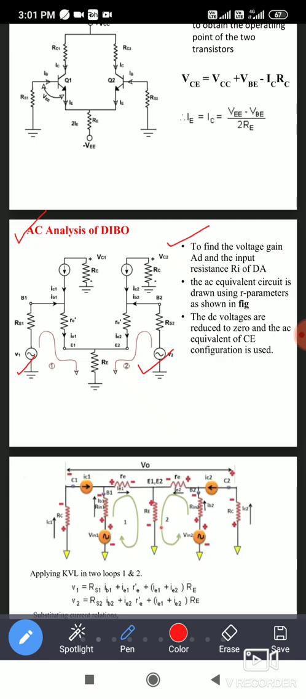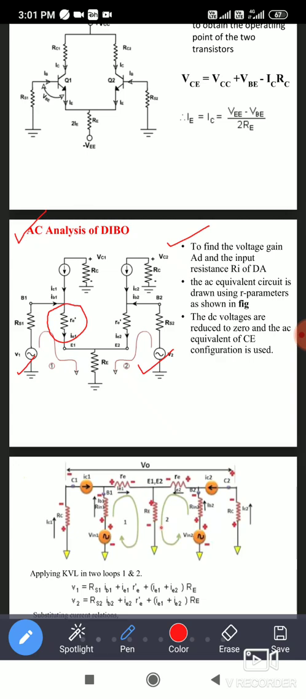Now you do not see the transistor. Yes, in the AC analysis the transistor is replaced by its internal resistance. What is its internal resistance? Re dash. Its internal resistance is Re dash, which is shown here. So this is what we call the AC equivalent circuit of the DIBO.